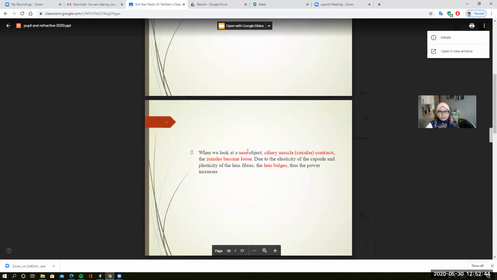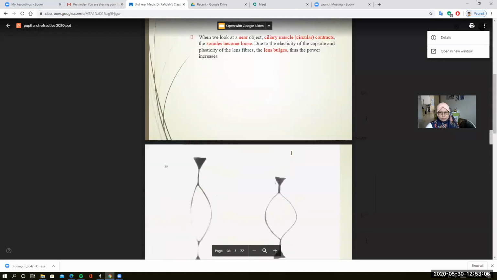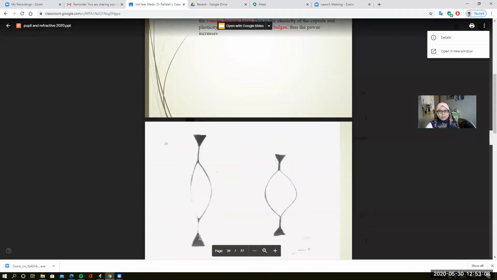However, when we look near, the ciliary muscle will contract and the zonules will become loose. As the zonules become loose, the lens will bulge, due to the elasticity of the capsule and the plasticity of the lens fibers. The lens will bulge, thus the power increases. So this is basically accommodation. Okay, so this is when you look at far, this is when you look at near.